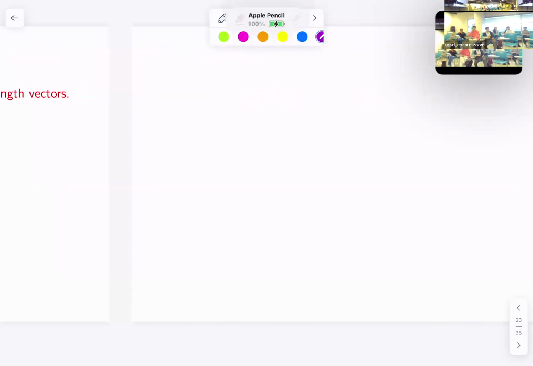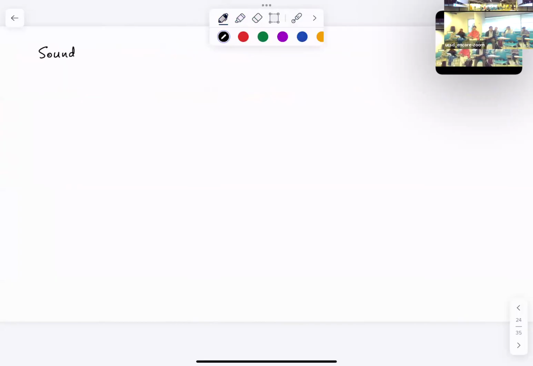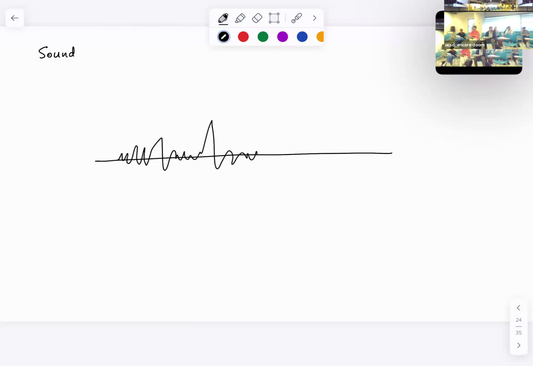So let's talk about sound, for example. I'm talking to you guys, and there is a sound wave propagating through the air, and it gets to your ear. In your ear there is a super thin diaphragm that wiggles in response to these changes in air pressure. You can think of the sound signal as literally the displacement of that diaphragm. Think of it wiggling, something like this. That's the sound signal.